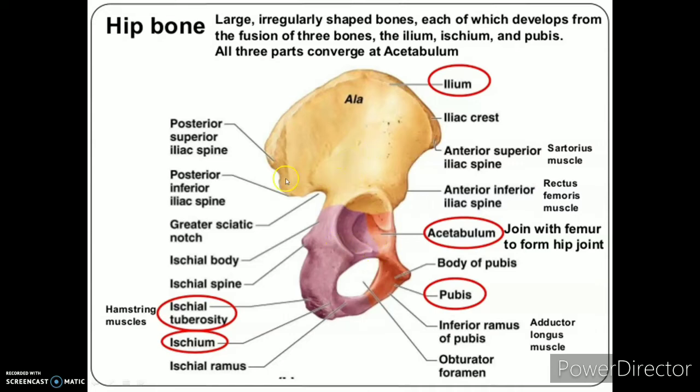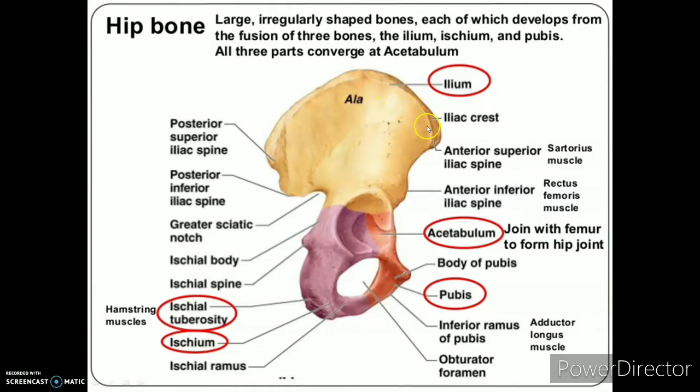In the picture you can see this brown color; the brown color is known as the ilium. The purple color is known as the ischium, and this part is your pubis. Coming to the ilium, the upper border of the ilium is known as the iliac crest, and the broad surface of the ilium is known as the ala or wing of the ilium.